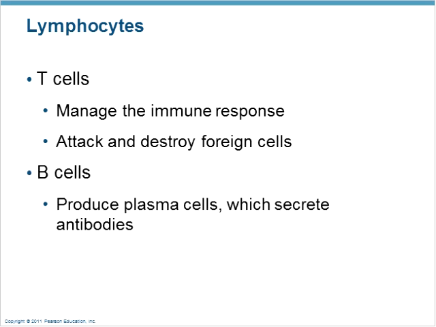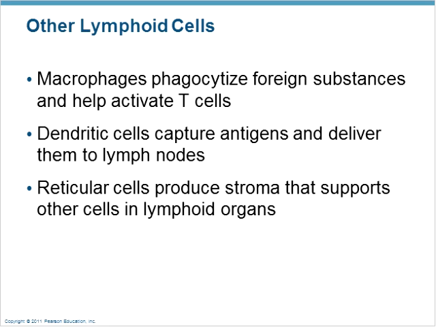The lymphocytes, we have T lymphocytes, which manage the immune response. They attack and destroy foreign cells. Primarily, they attack intracellular antigens. And we have B cells, which produce plasma cells, which secrete those antibodies we talked about, so they're humoral in response.